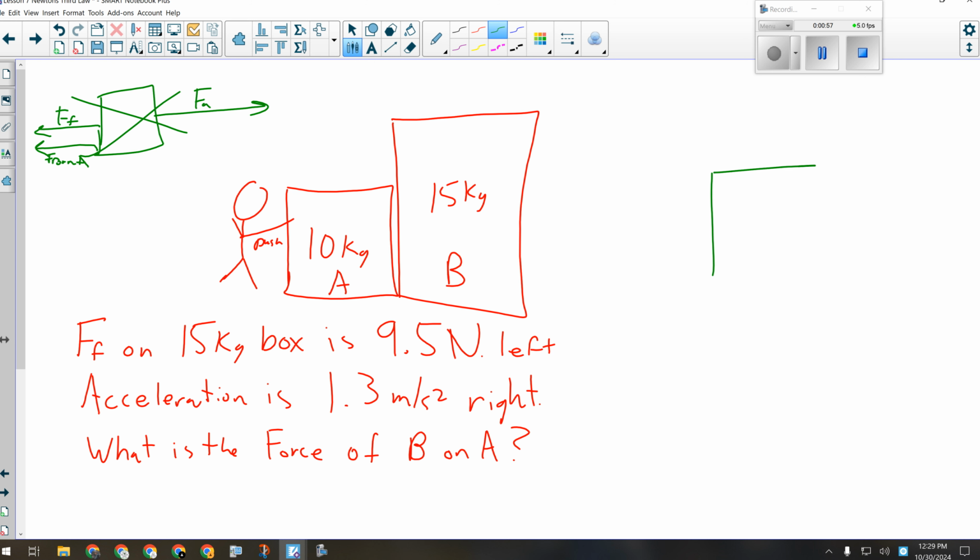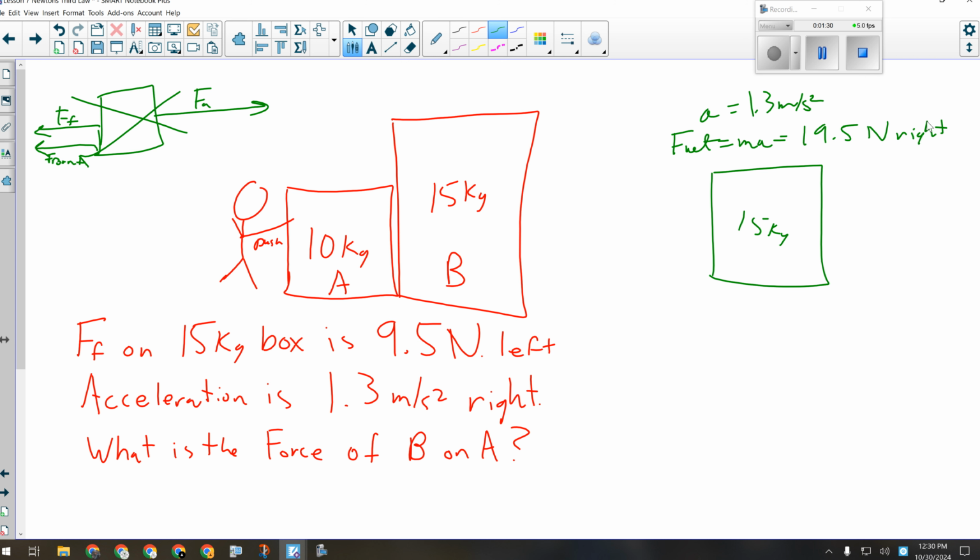Instead, I can look at box B. I know that box B is 15 kilograms. I know it's accelerating at 1.3 meters per second squared. What can I calculate right now? F net, yeah. I can calculate F net, and I should probably do that because I'll probably end up needing it. So mass times acceleration. What does that come out to, guys? I forgot to fire up my calculator. 19.5? Newtons, and that would be to the right because the acceleration was to the right.